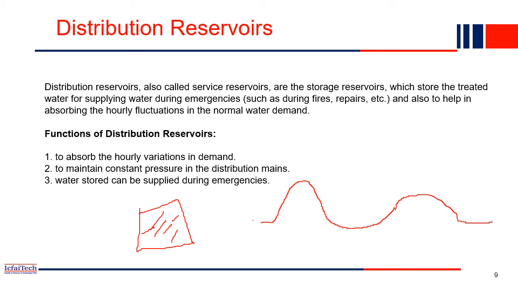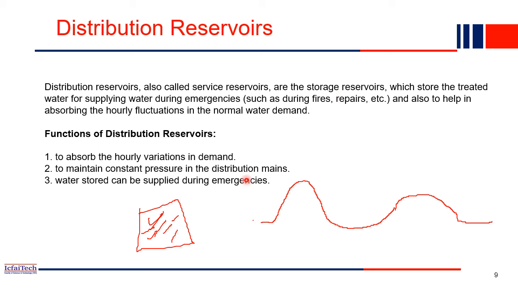But the water treatment in a plant is almost constant all the time. The same quantity of water will be purified. So the excess water will be stored somewhere, right? That's what we call a distribution reservoir. Some reservoirs are made where the water is stored for distribution purposes. The service reservoir is a storage reservoir which stores the treated water for supplying water during emergencies such as fire, and for repairs, all these things.